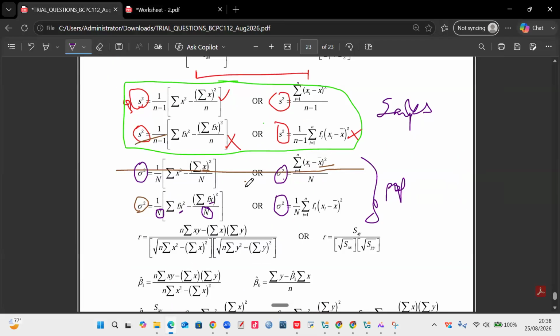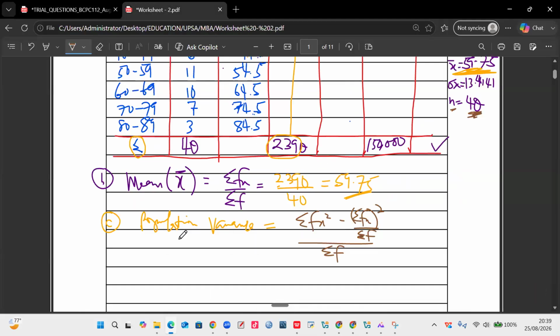You can also go by this formula. You get the same answer. Or you can also write the formula this way, 1 over n sigma f. You can use either of them. You get the same answer. Sigma fx squared minus sigma fx all squared divided by n. And remember the n is the sigma f.